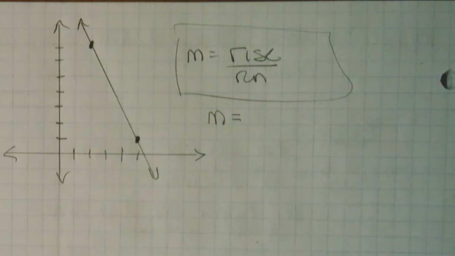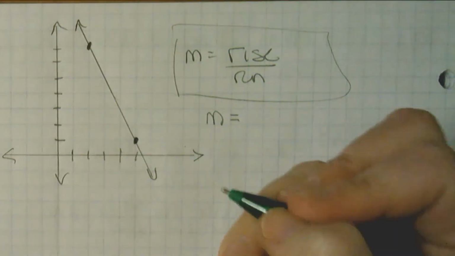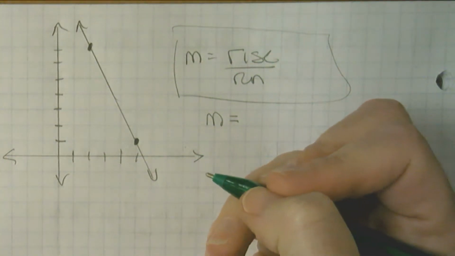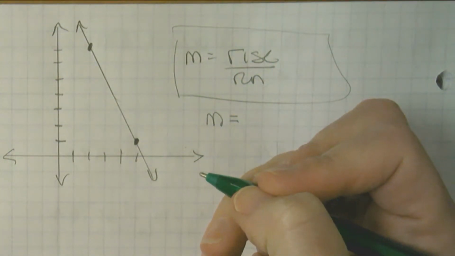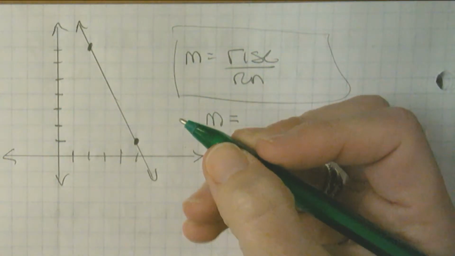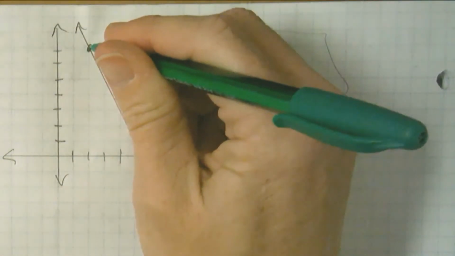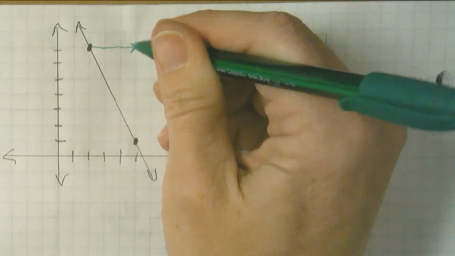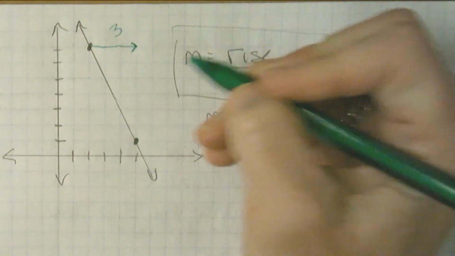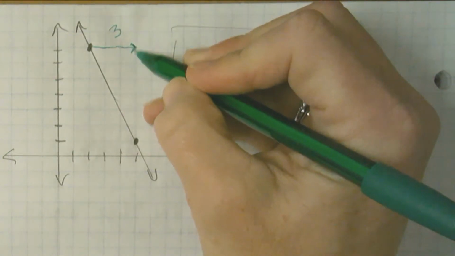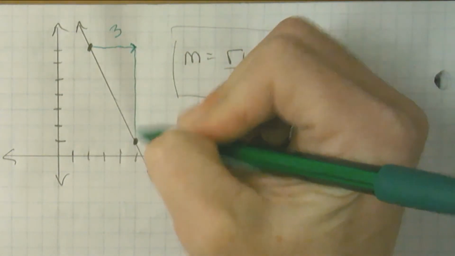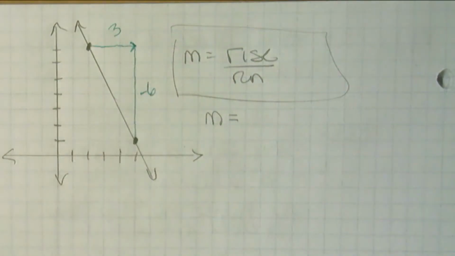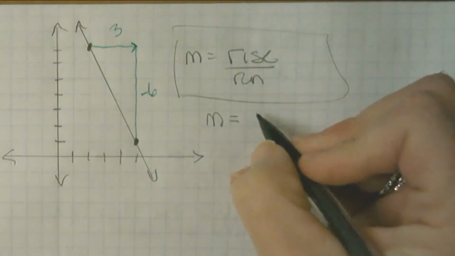All right, somebody tell me, what did you do? Giselle, what'd you do? Okay, so you started here? So you went 1, 2, 3. You guys, I do want to see the lines here. So this is 3, okay? 1, 2, 3, 4, 5, 6. So that's negative 6. So what did you find as your slope then?